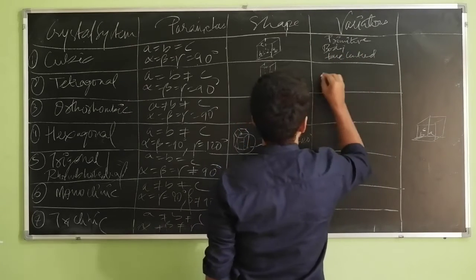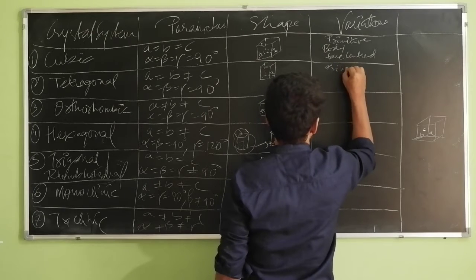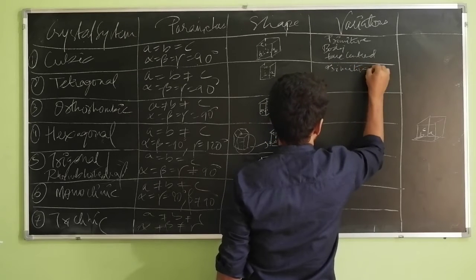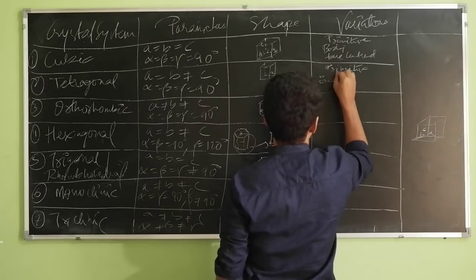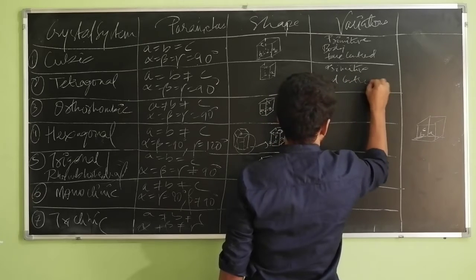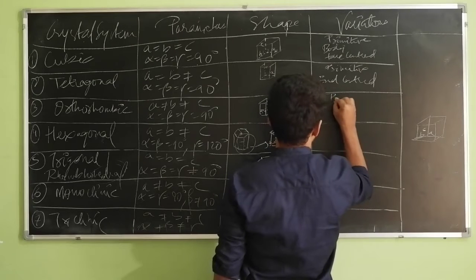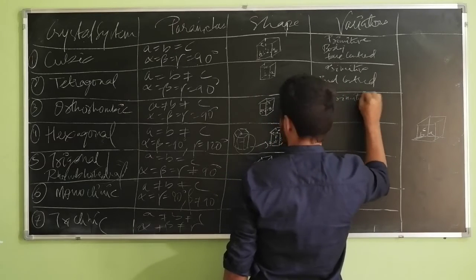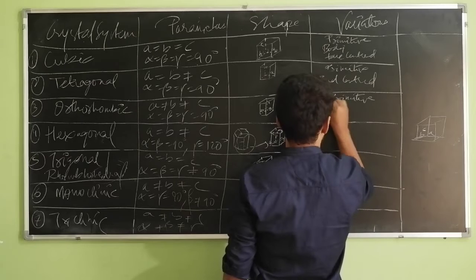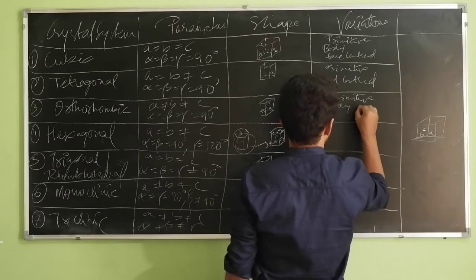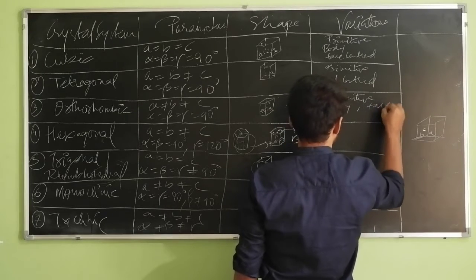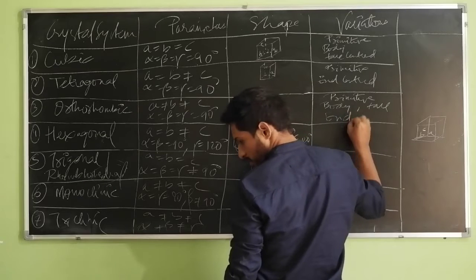Alright, in tetragonal we have primitive, then we have end centered. In orthorhombic we have all of them. We have primitive, we have body, we have face, we have end.